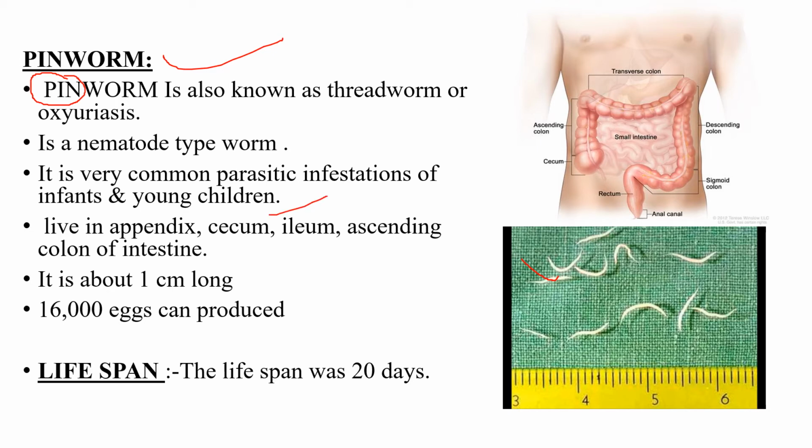So where are they going to live? They live in the appendix, cecum, ileum, and ascending colon of the intestine. The length of this pinworm is only 1 centimeter. Let's see how many eggs the female pinworm can produce: around 16,000 eggs per day. Next is the lifespan. The lifespan is only 20 days. They can live in our body for only 20 days, and then they die. So that is the lifespan of the pinworm.